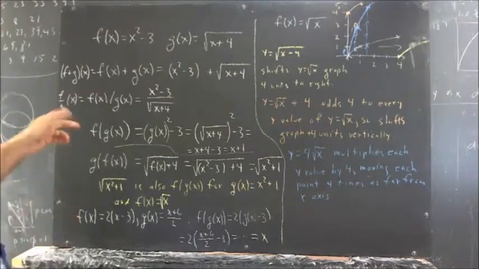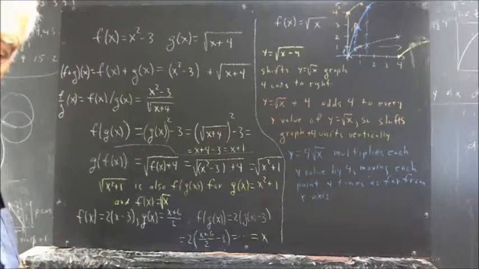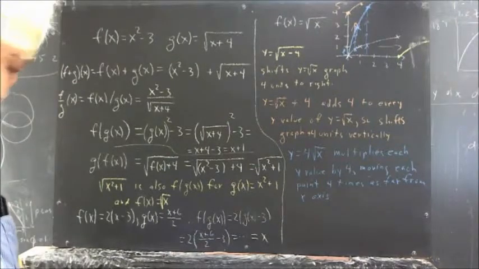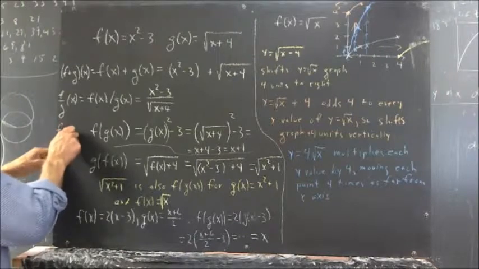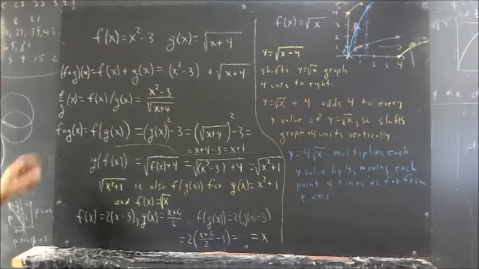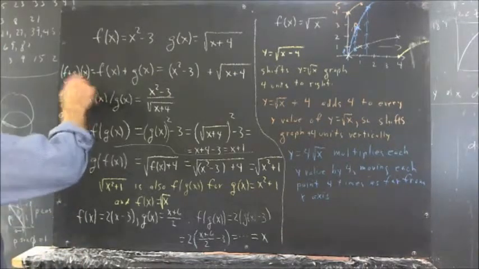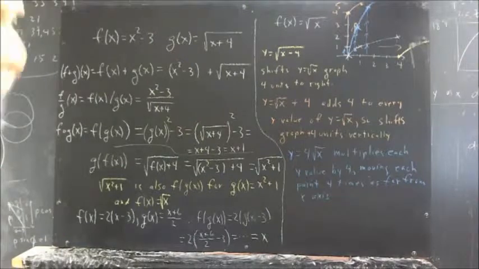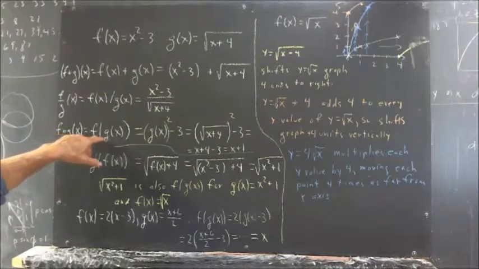So let's do this composite. Now we're talking about f of g of x. And there is a notation for this also. The composite function is f circle g. Okay, so we define that. We could even say equal by definition. I'm not going to write that in. F circle g of x is f of g of x.